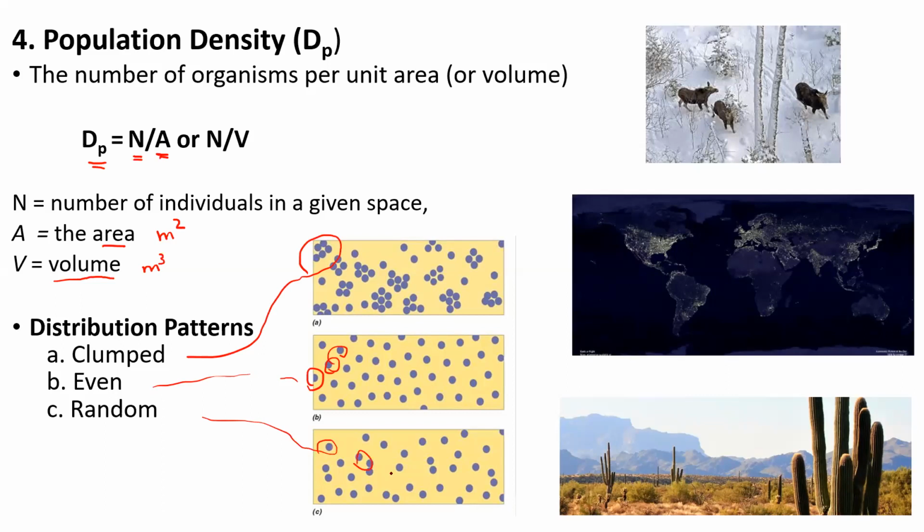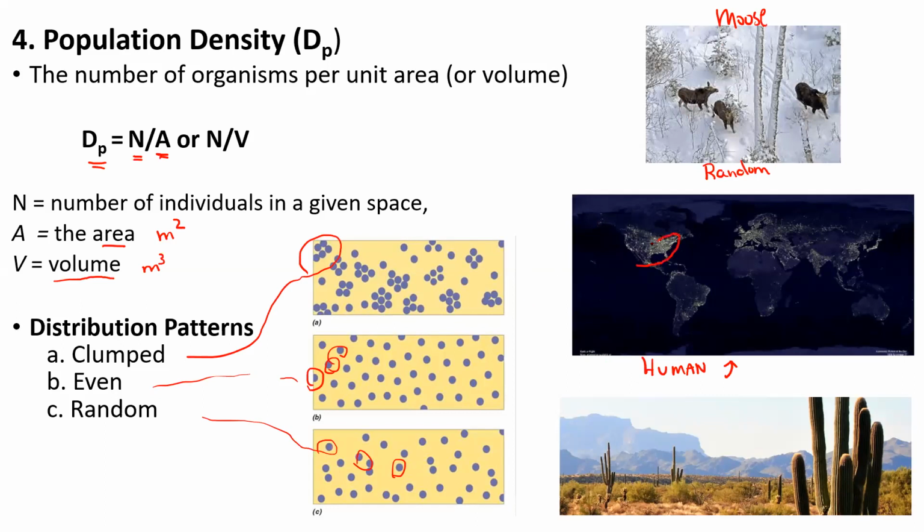We don't know exactly where they are. There's no set pattern. If I was to do an aerial survey of moose, this would be random. They seem to wander. Whereas I look at the human population here, we would see that as clumped.